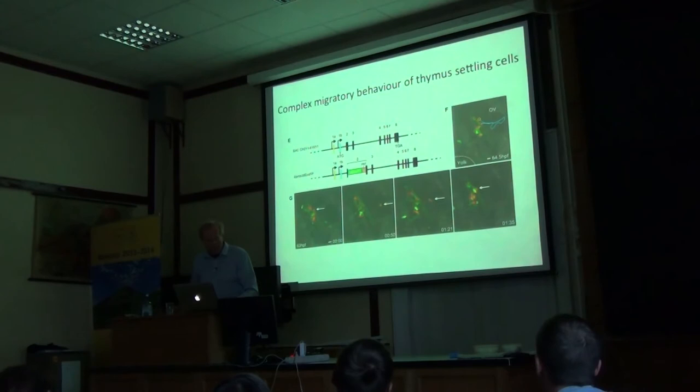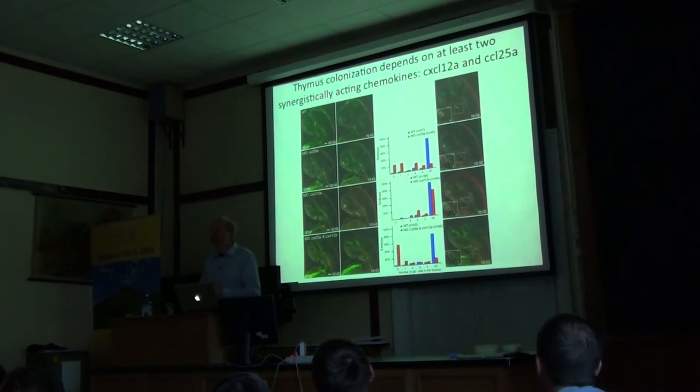And then you can do what I was referring to as genetic interference. Now you can say, okay, which chemokine is important for this process, or which chemokines? And one can show that there is a synergistic effect of two chemokines. These two chemokines come from the thymic rudiment, signal, build a gradient, and signal to these incoming lymphocytes, and the lymphocytes sense this, and they respond accordingly.